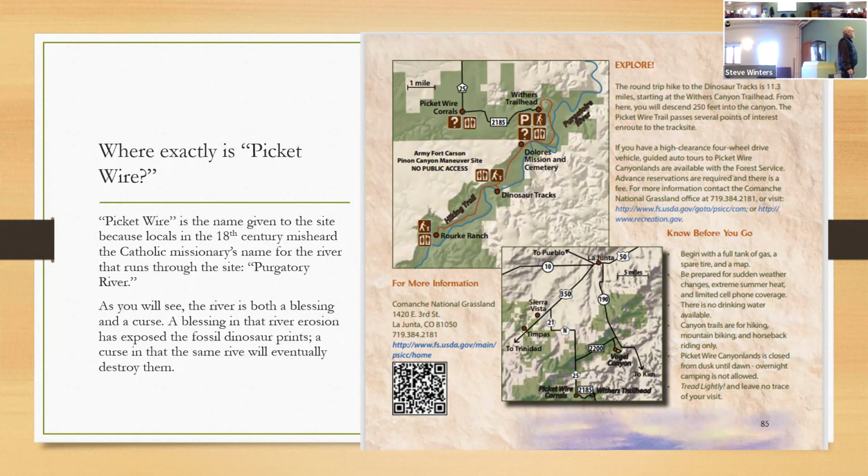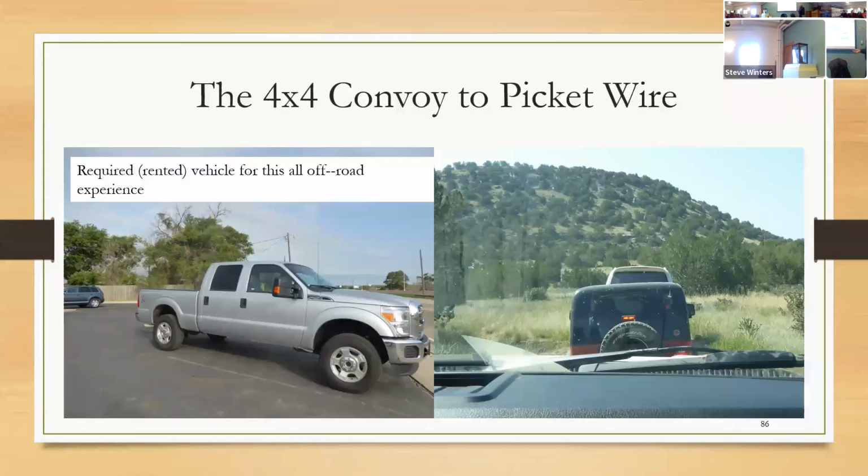Still called Picket Wire, kind of funny. But just to give you an idea where it is: here's La Junta, Pueblo is up that way, so this is kind of remote. To get in here, you have to register. They advise, or require, you to have some kind of four-wheel drive vehicle. So we got a big truck. Had to go to Colorado Springs to rent the truck. And we take off on this convoy, following these trucks, all the other vehicles.